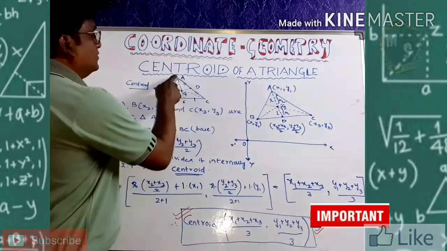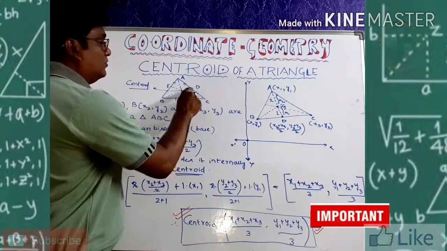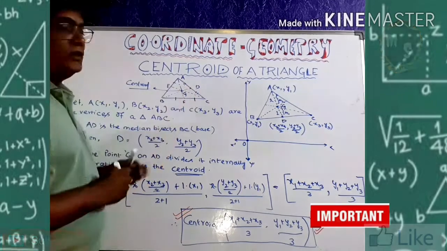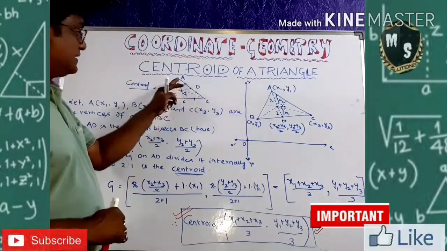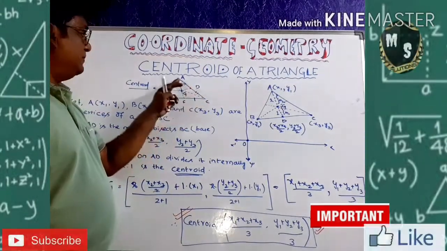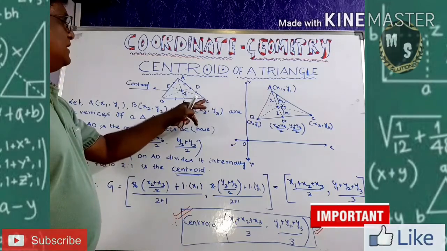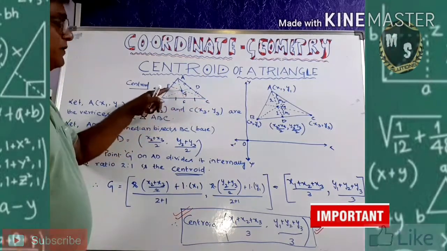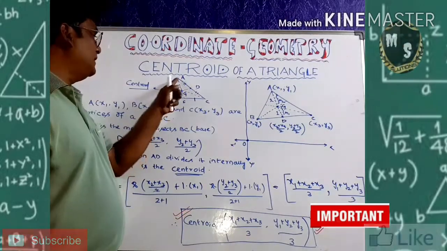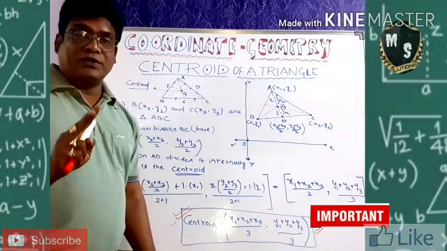Similarly here, from B I am drawing another line to AC, which meets AC at point D and exactly divides AC into two parts, DC and AD. So AD is equal to DC. Similarly, from vertex C I took another line, which meets AB at point E and divides AB into AE and BE, exactly two equal halves.